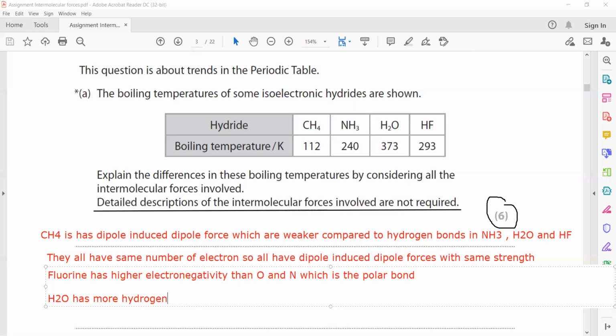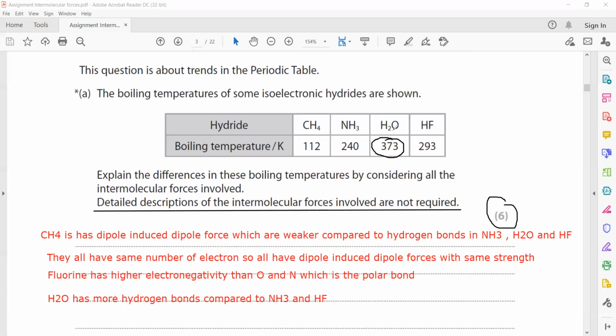The number of hydrogen bonds in H2O is more compared to NH3 and H2S. So that is the reason that we see that water has the highest boiling point compared to other hydrides, because it forms more hydrogen bonds that lead to a higher boiling point. Is it clear? Discussion.